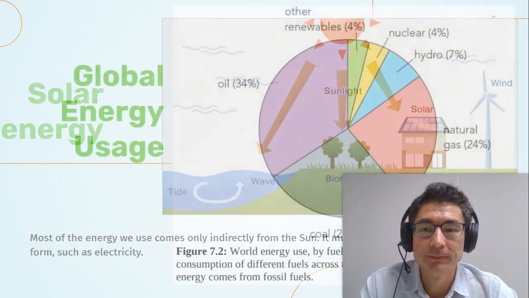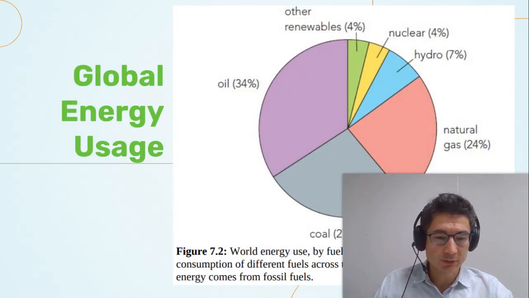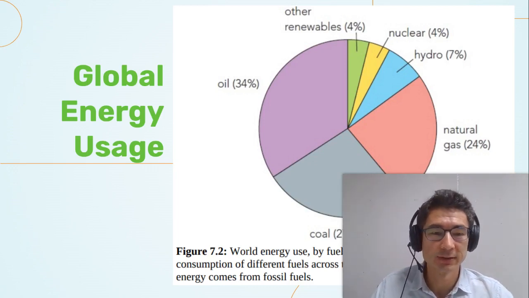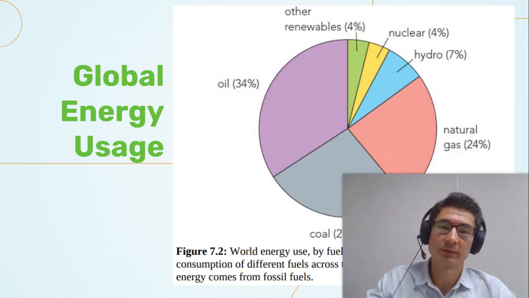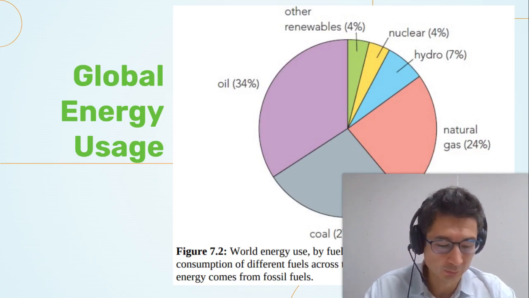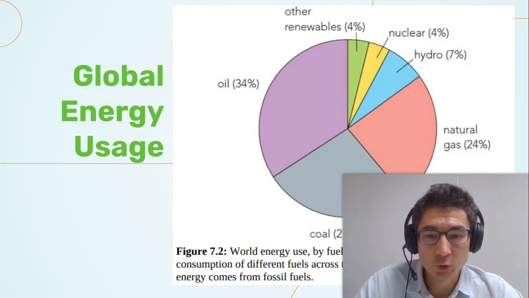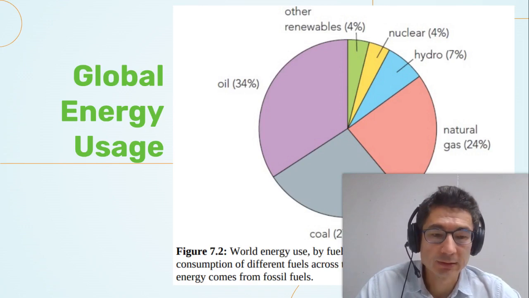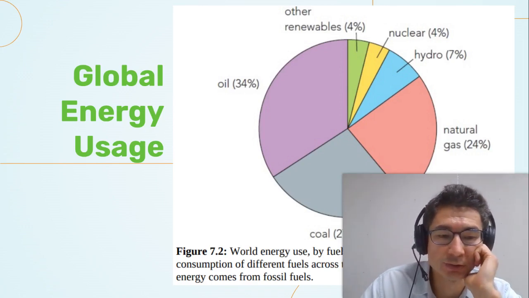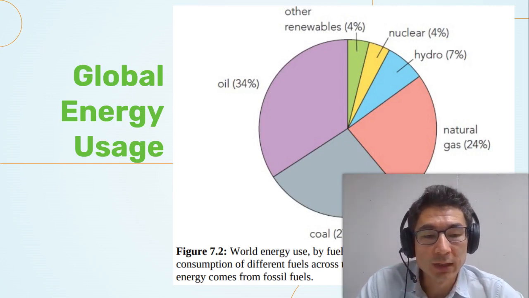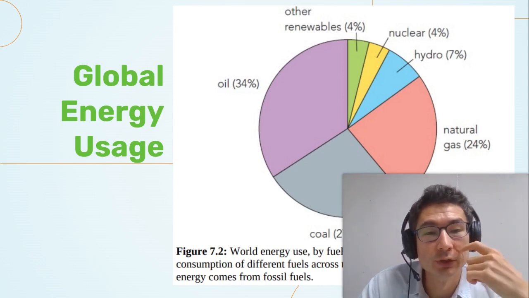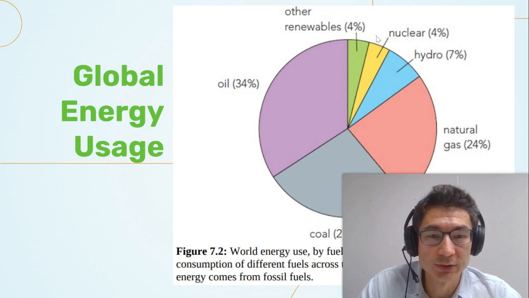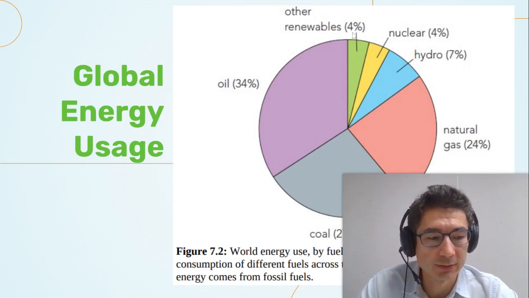Okay, this slide again shows the global energy usage. As you can see, most of the energy we use right now is from fossil fuels, which are coal, natural gas, and oil, and that constitutes 85% of the energy usage. So we have to transition from fossil fuels to renewable energy sources. We need to transition. Why? We will talk about it now.